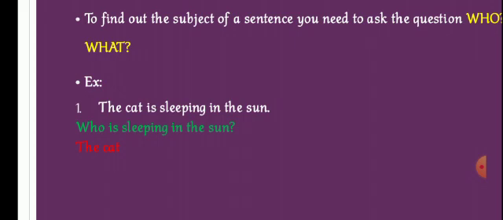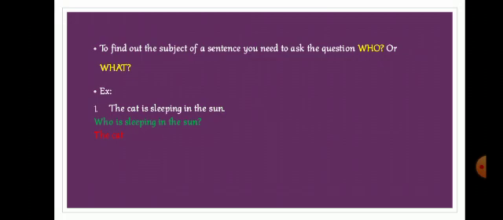So now we are going to ask the question. Use the question word who or what. Who plus verb: who is sleeping? You ask that question for yourself, and the answer you get. So who is sleeping here in the sentence? The cat. So the cat is the subject. You ask the question who or what, and then the answer you get is the subject. So that is the second way of identifying subjects in a sentence.